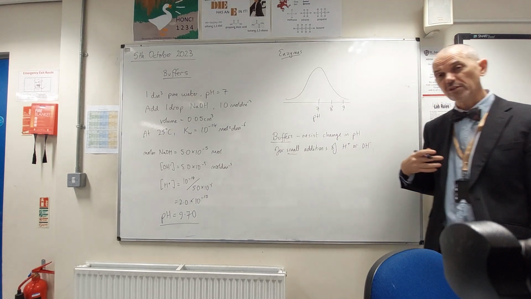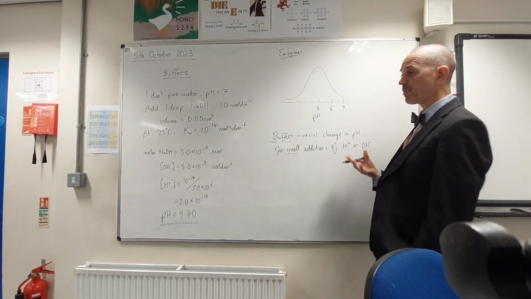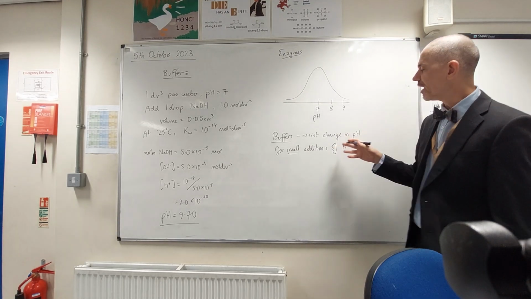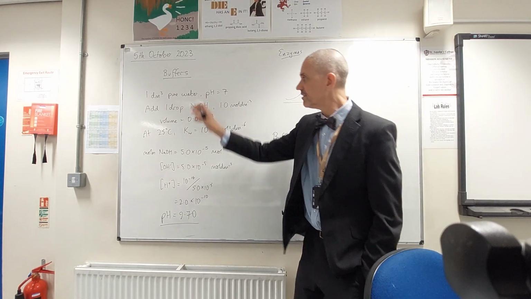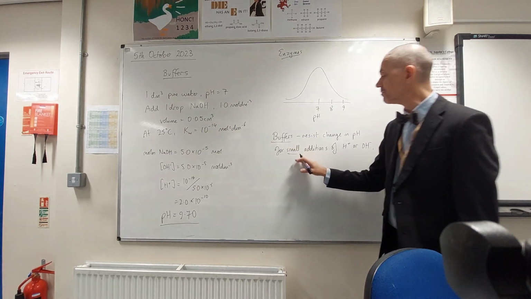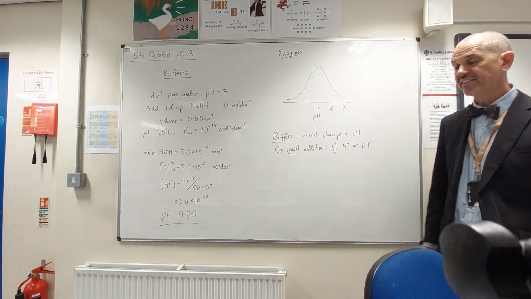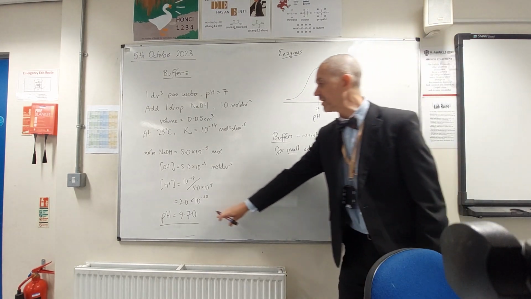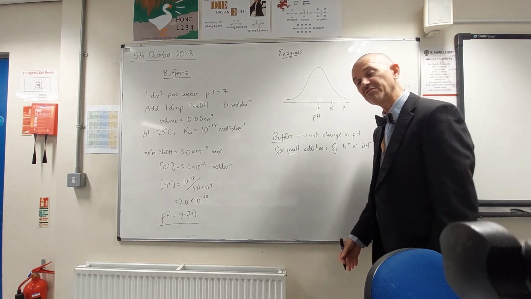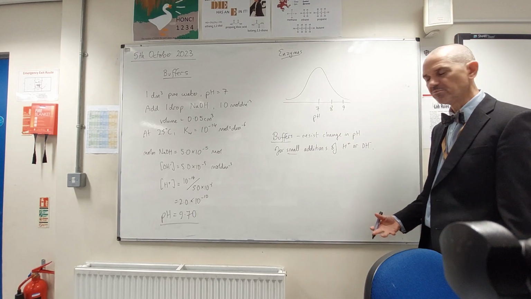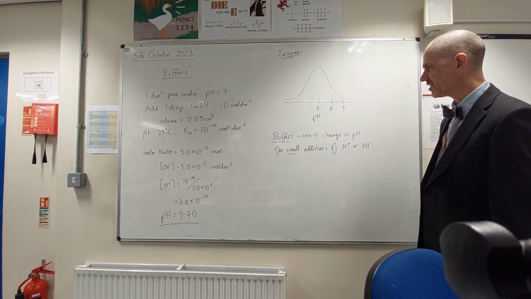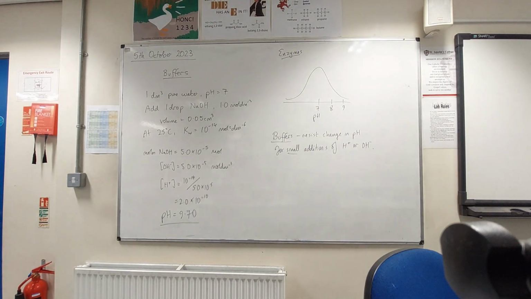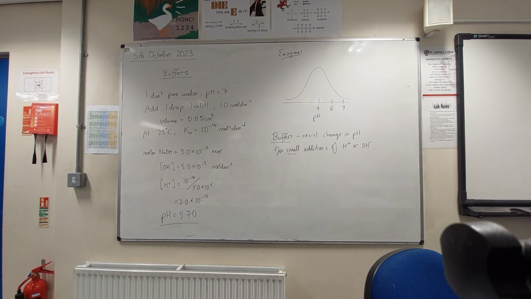In other words, buffers won't stop the pH change completely, and of course if we pour in a bucket full of acid, the pH is still going to go down. But if we add small additions, 1 drop, we'll see a very different change. It certainly won't be 9.7. It might go from 7 to 7.02, but it wouldn't be such a big change as that. So buffers resist change in pH for small additions of acid or base.